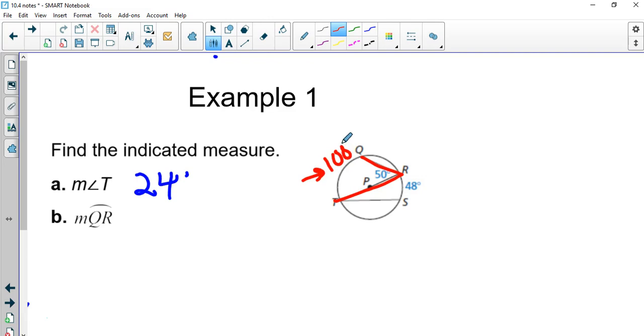Now, we have to think about what TR is. TR is the diameter. It goes through the center, which means this entire arc here is 180. Well, if this piece here is 100, that makes this 80 right there.